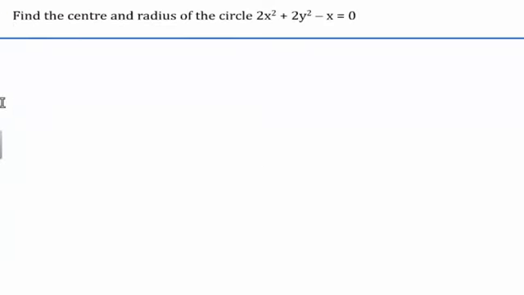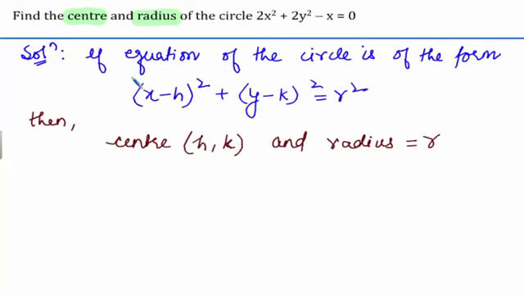In this question, we have to find the center and radius of the circle whose equation is 2x square plus 2y square minus x is equal to 0. Let's begin with the solution. And we know that if the equation of a circle is of the form x minus h whole square plus y minus k whole square is equal to r square, then the center has coordinates h and k and the radius of the circle is given by r.